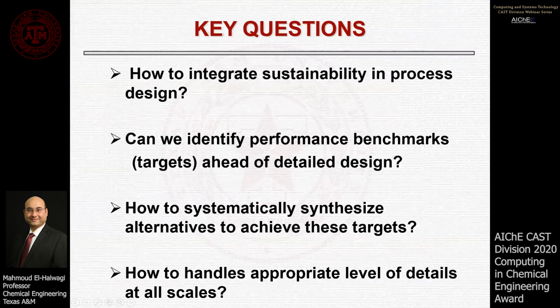So in this presentation, I will try to shed some light on the following questions. How do we integrate sustainability early enough in process design? And can we really identify targets or performance benchmarks before we do the detailed design? And how do we systematically achieve those targets through process synthesis and other systems tools? And also, how do we handle the appropriate level of details at all scales? Since we're dealing with multiple scales here, what will be the appropriate level of details at each scale?